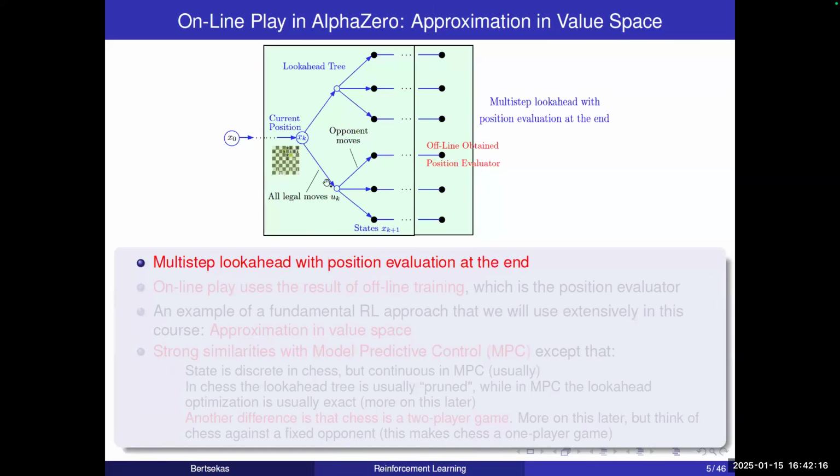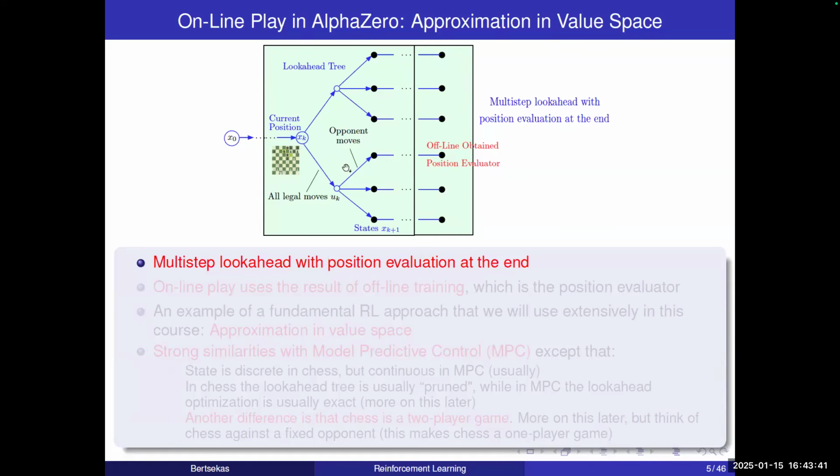We generate all possible legal moves from that position, and then the opponent chooses a counter move, and this is repeated for several moves looking ahead, several stages. And at the end of this look-ahead tree, we have various positions, which we can evaluate by means of a position evaluator, which is the product of the offline training algorithm. So from the current position, multi-step look-ahead, taking into account the opponent moves, and position evaluation at the end, which is obtained through offline training.